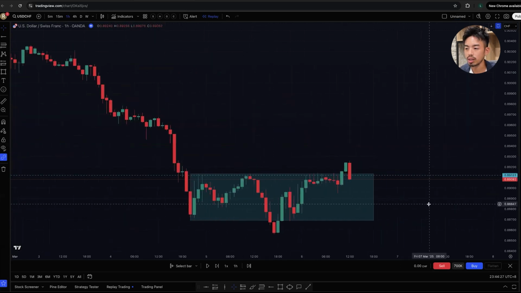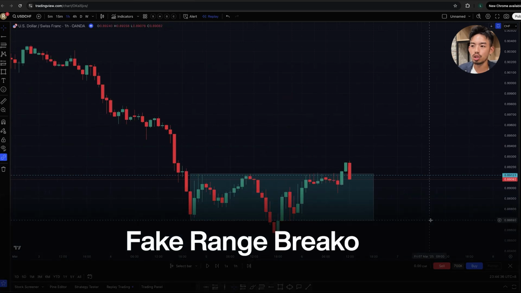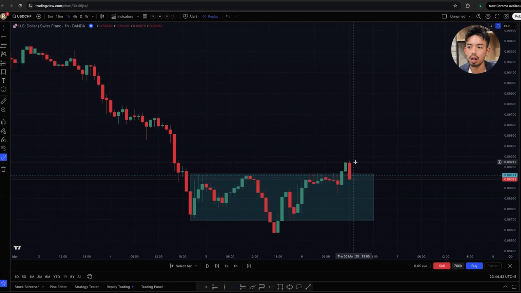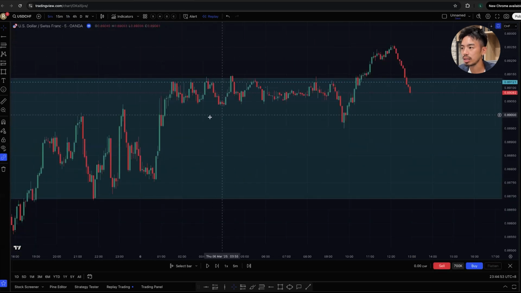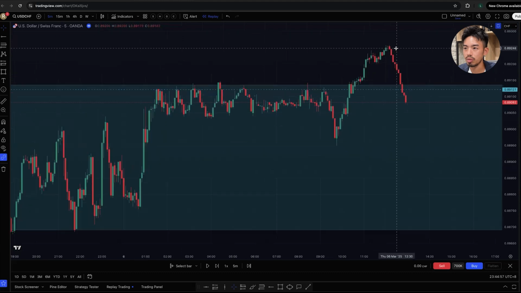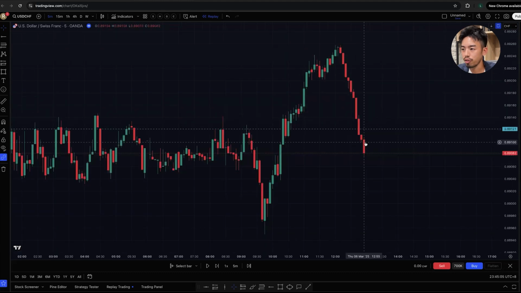And we are looking at this as a potential fake range breakout. We moved up slightly higher, and then we have an outside bar forming here, an engulfing candle. So let's move on to the lower time frame and see what this actually looks like. We can see this is the top of the range that we've broken out of, and then we see immediate rejection. However, things from the buy side still look fairly strong.